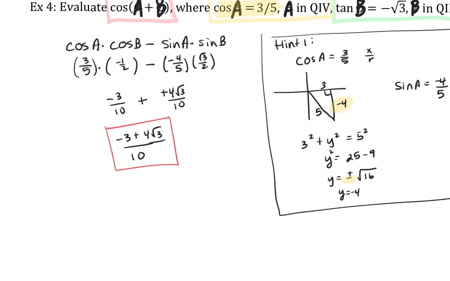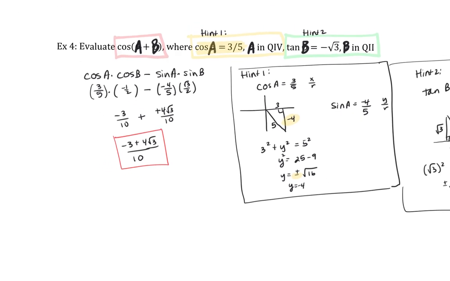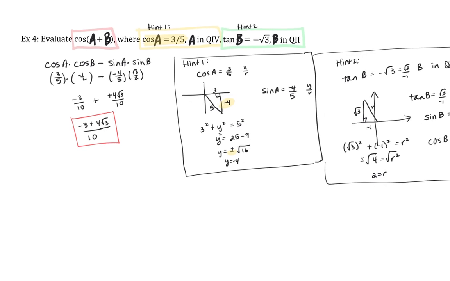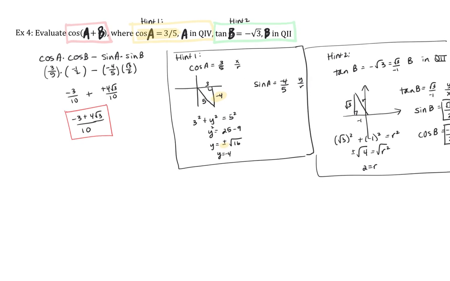All right, so again, what we're doing is we're using the sum formula for cosine, but we need to get ourselves set up using those hints to figure out what values for cosine of A, cosine of B, sine of A, sine of B we can plug in and use in that sum formula.